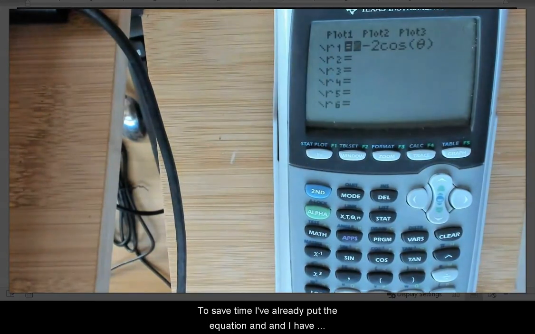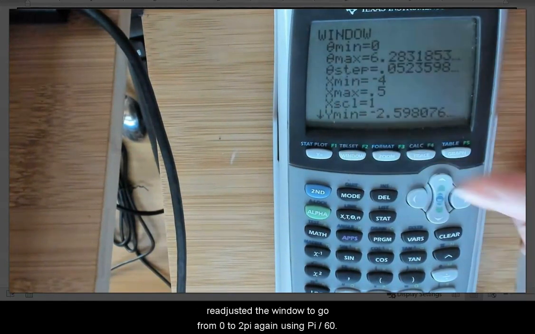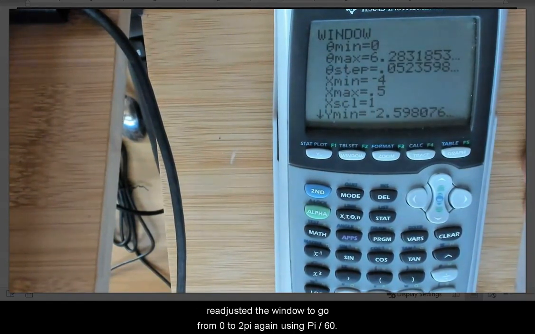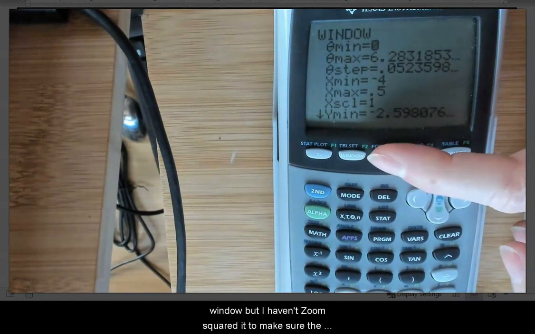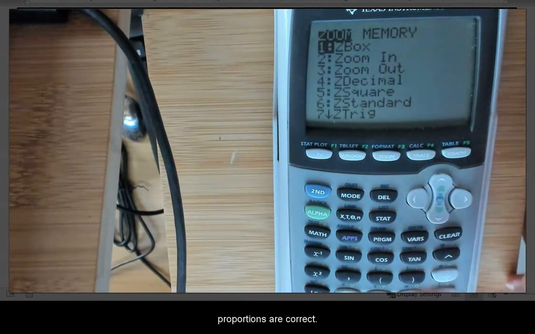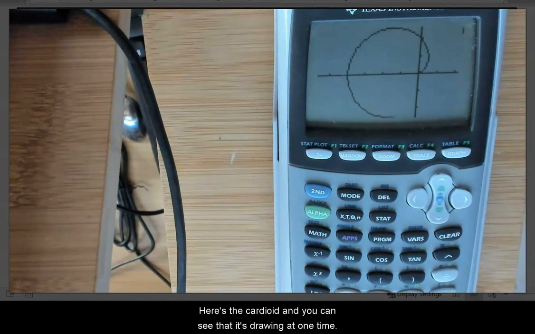To save time, I've already put the equation in, and I have readjusted the window to go from 0 to 2 pi, again using pi divided by 60. I've already zoomed fit, so I know I've got the right window, but I haven't zoom squared it to make sure the proportions are correct. So let me do that now. Here's the cardioid, and you can see that it's drawing at one time.